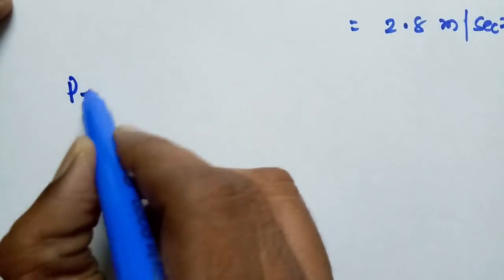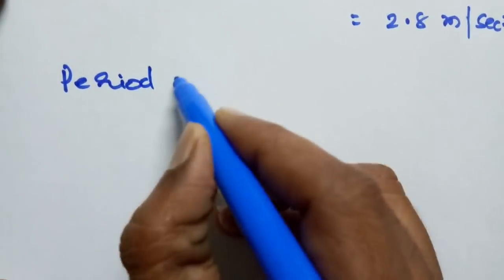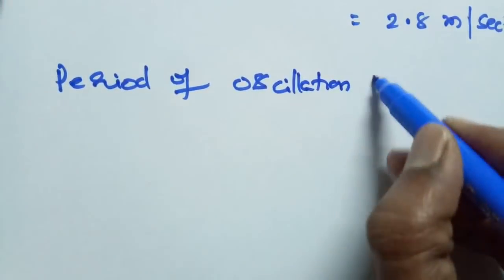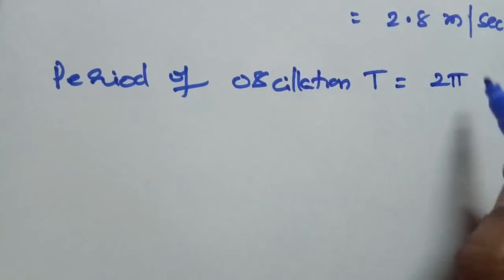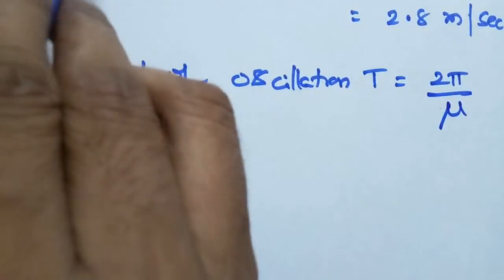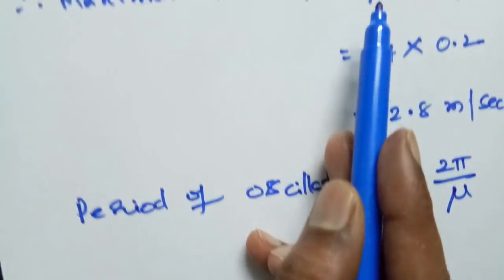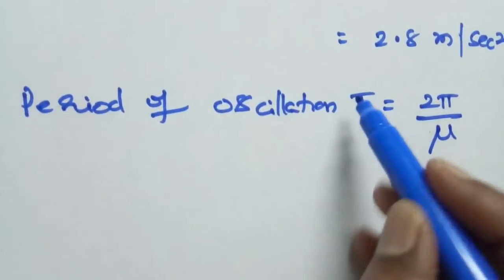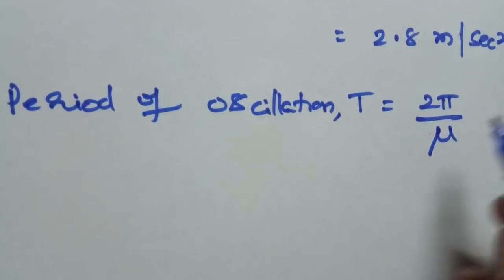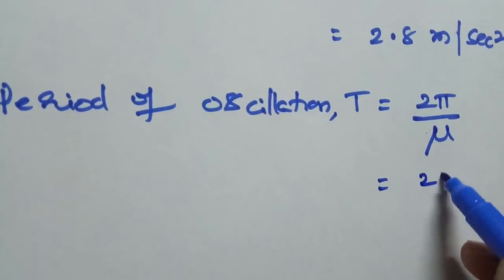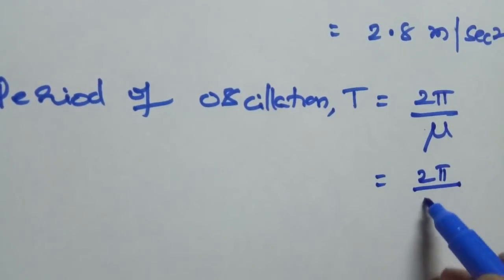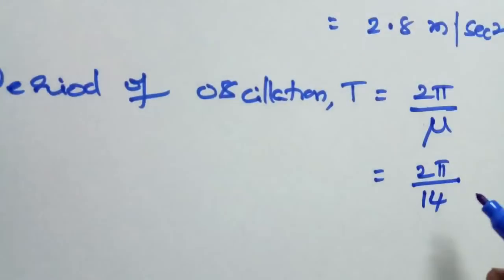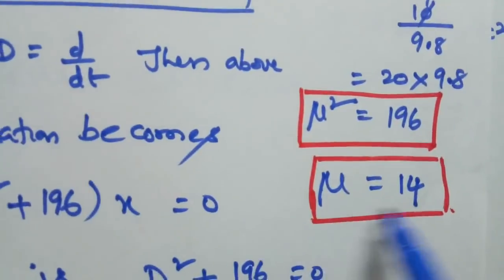And also asked to find the period of oscillation. The period of oscillation formula is also written in case 1, free oscillations: 2 pi by mu. The formula to find the maximum velocity is mu into amplitude. Period of oscillation formula is T is equal to 2 pi by mu. Mu value we already found in the beginning of the solution. Mu is equal to 14.